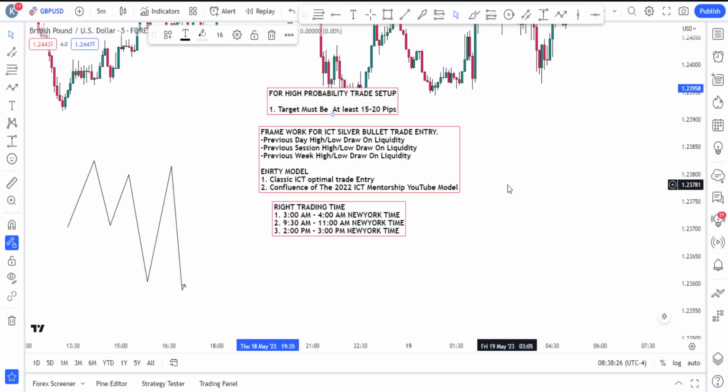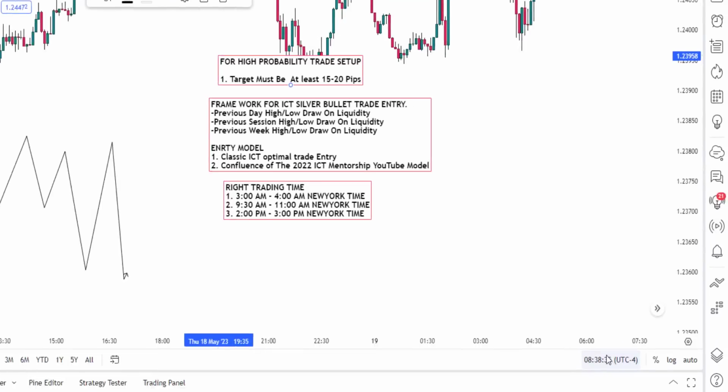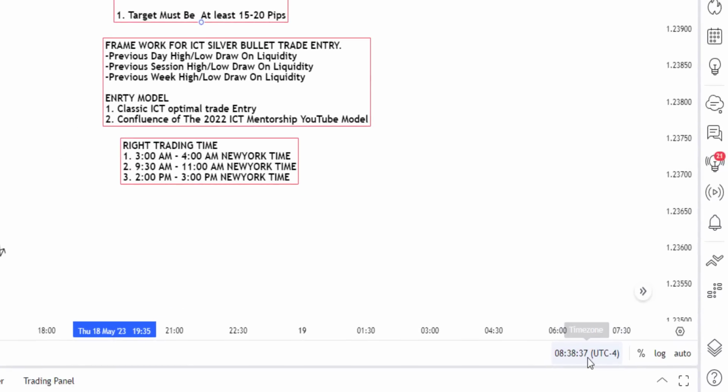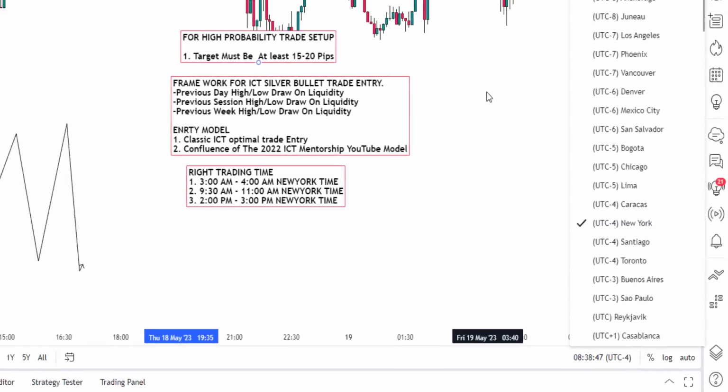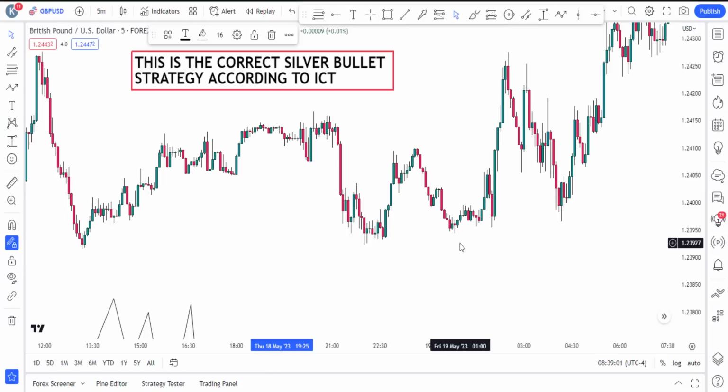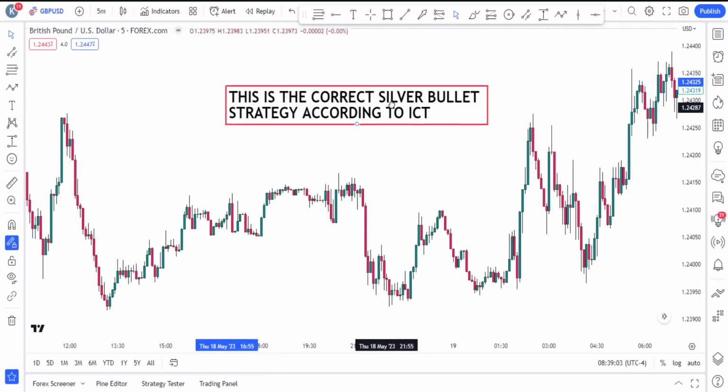So basically, as we usually do in our silver bullet strategy, we're going to delineate all the times right here. To get New York time, all you have to do is simply come here to where you see this time zone and click on it. Once you click on it, scroll down to where you see New York -4 UTC, Universal Standard Time. This is how to get it for yourself. So once you've done that, the next thing you're going to do is to come over here. Let me show you something.